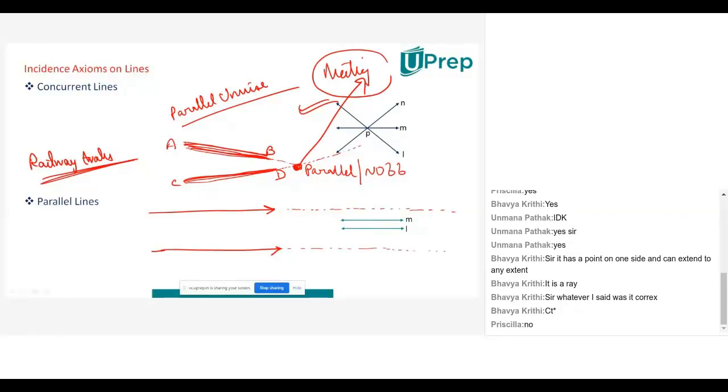You just do not have to look at what is there on the screen. Imagine what happens if you extend it. If they are still not going to meet, they are parallel. Parallel lines never ever meet. Is the idea very clear now? Is the example very clear now? Yes, sir. Cool? No doubts?